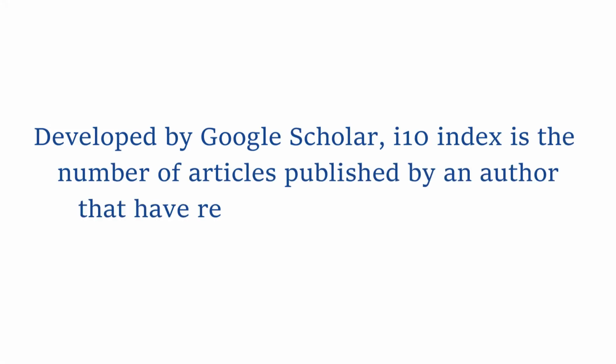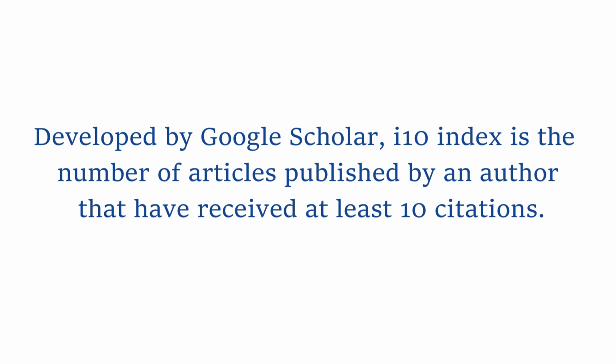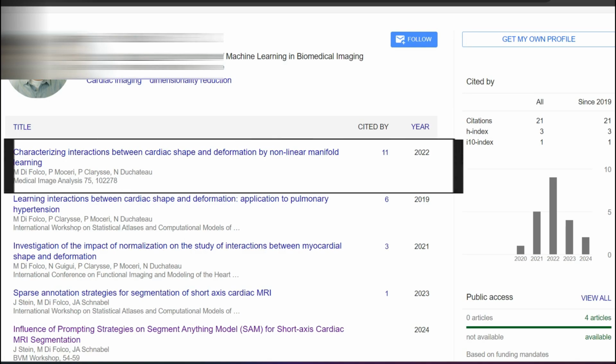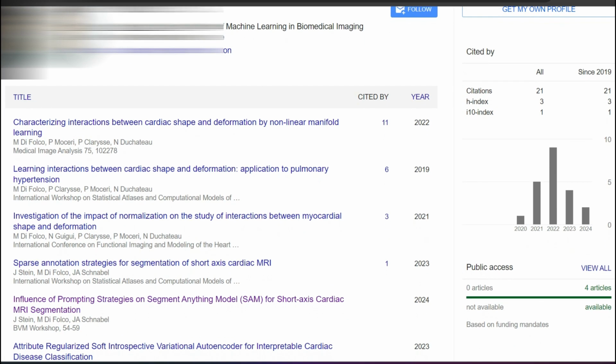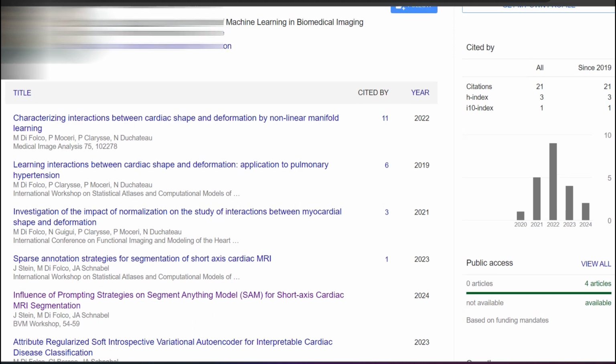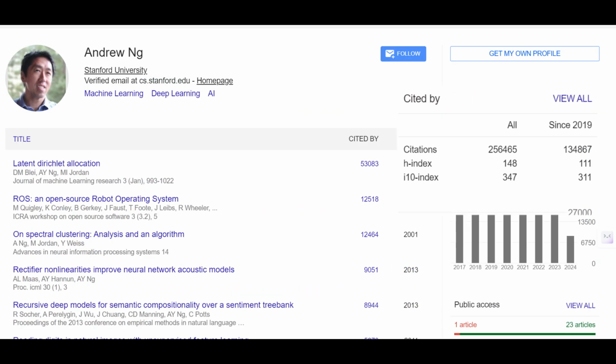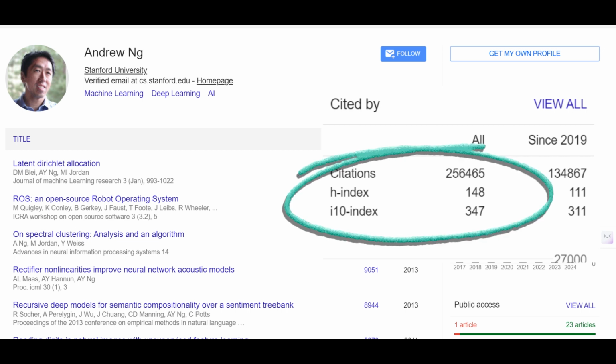Coming to i10 index, it was developed by Google Scholar. It is the number of papers which have at least 10 citations each. This researcher has only one paper with 11 citations. So the i10 index is 1. The higher the H index and the i10 index, the better is the researcher's profile.